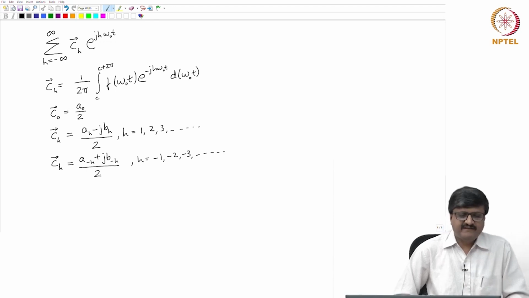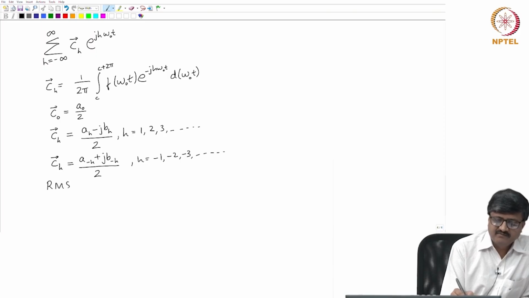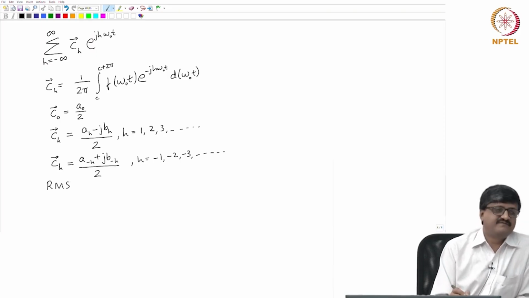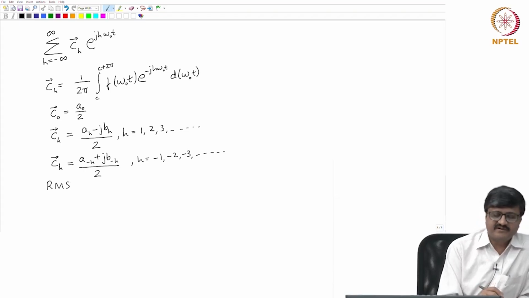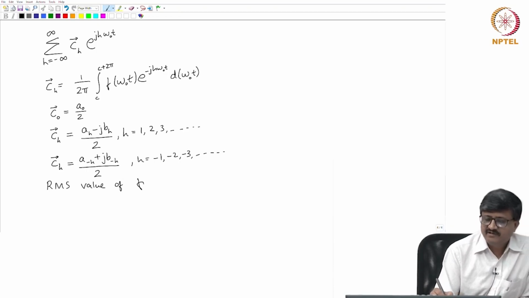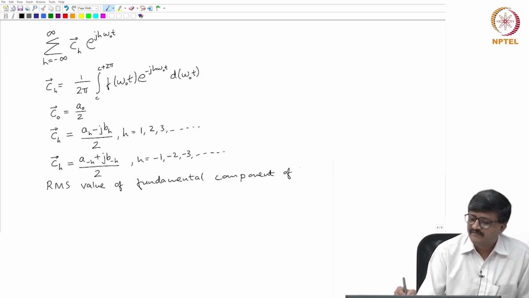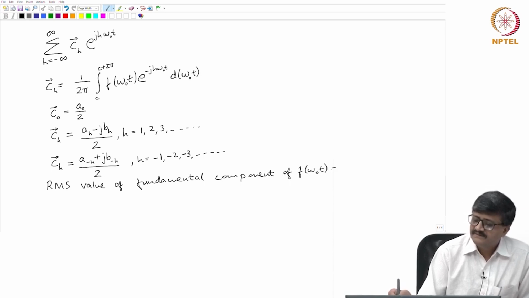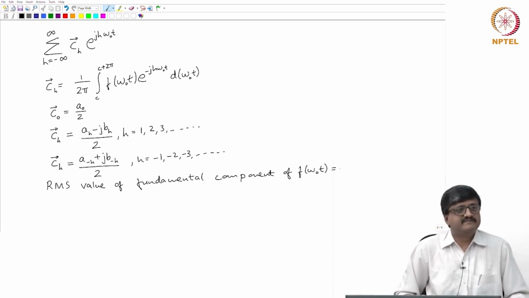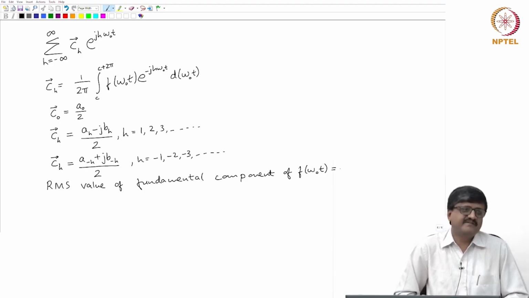So, similarly I can take the RMS value and try to express it in terms of CH, just as I did for the trigonometric series. So, the RMS value of the fundamental component of f of omega o t. Can I write it in terms of CH? In fact, when I say fundamental, it is in terms of C1.